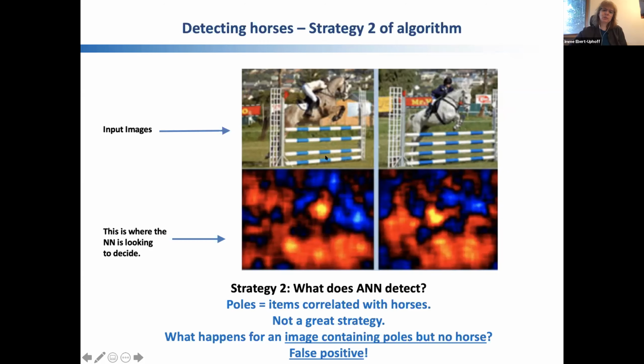And that's clearly not a great strategy, because if you ever come across an image that contains poles but no horse, poles of this sort, you get a false positive because the neural network is going to say, I see poles, so there must be a horse. So it's really not a great strategy. It's called a false positive, or I guess people would also call it a false alarm. It's not what we want, not a good strategy.